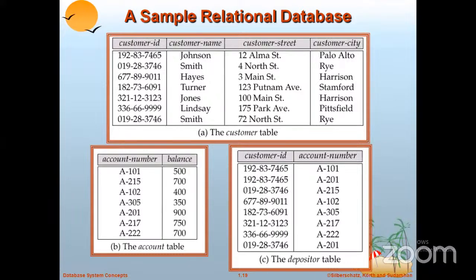Constraints are nothing but conditions. Data semantics is nothing but the meaning of the data. Constraints are conditions, like a primary key. So what are the constraints on a primary key? It should not be null, and it should have unique values.